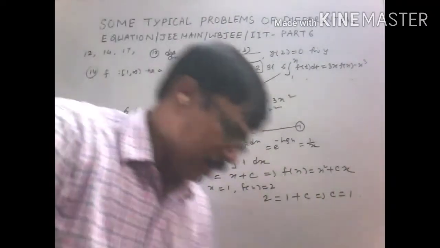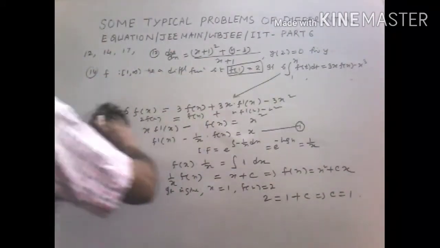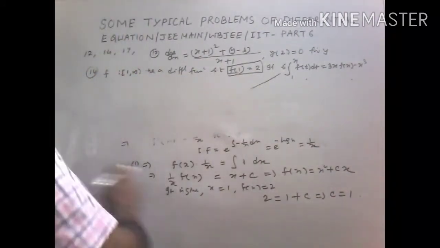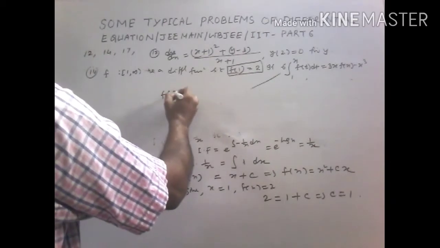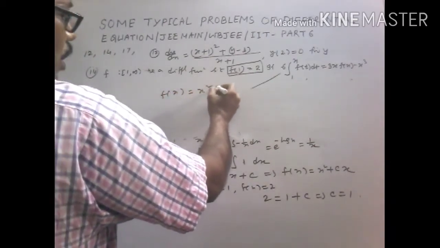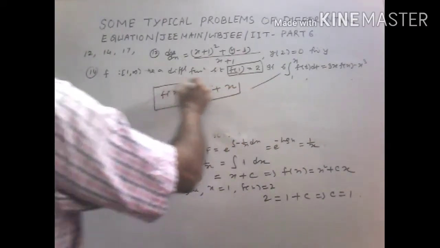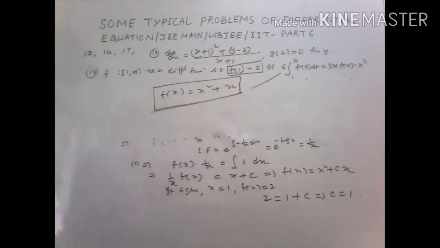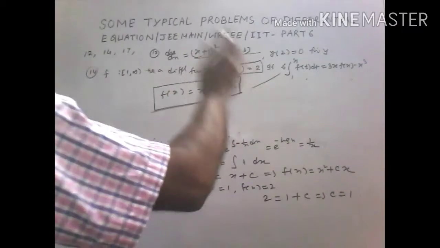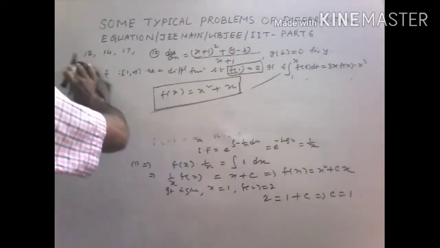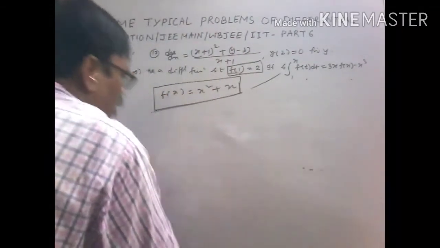So our particular solution, we have already got the solution. What is the particular solution? f(x) equals x square plus x. Now we can get any value f(1), f(2), f(3) as you please. So this is also a very, very simple problem.